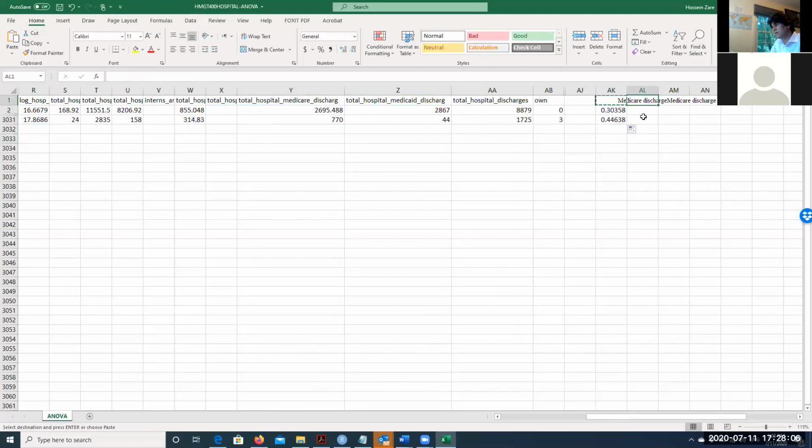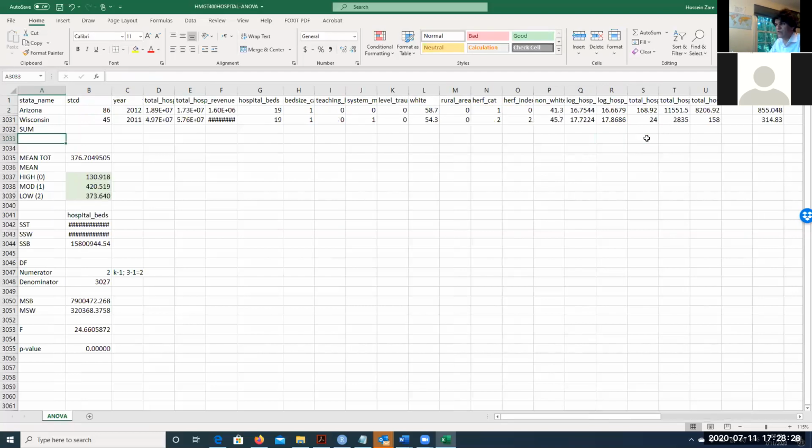And for Medicaid, you should divide the Medicaid by total hospital discharge and drag it. So this is for exercise 4 if you need. For this exercise, you just need to do it for one of the variables, and then the way I showed you, you can compute. Otherwise, you can do it manually for all of the other variables to make sure you learn this very well. Any questions so far for exercise 3?